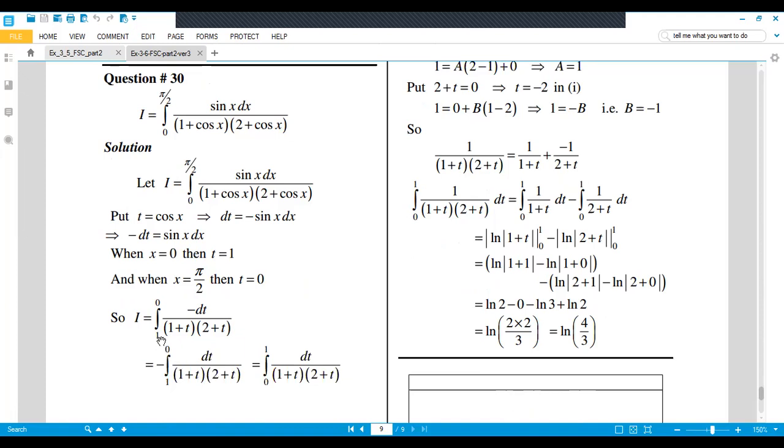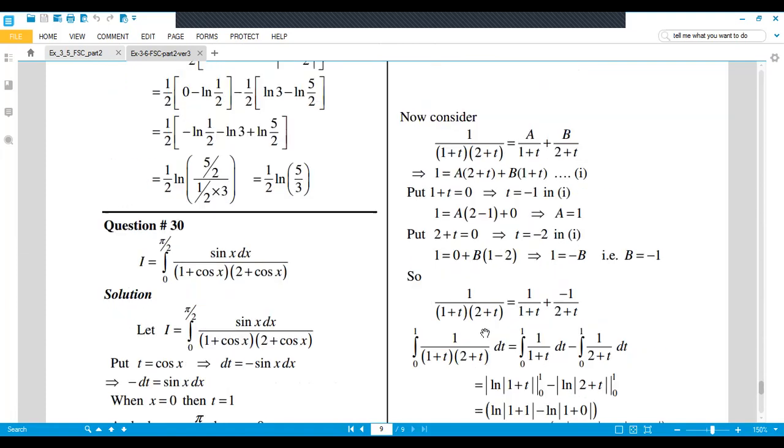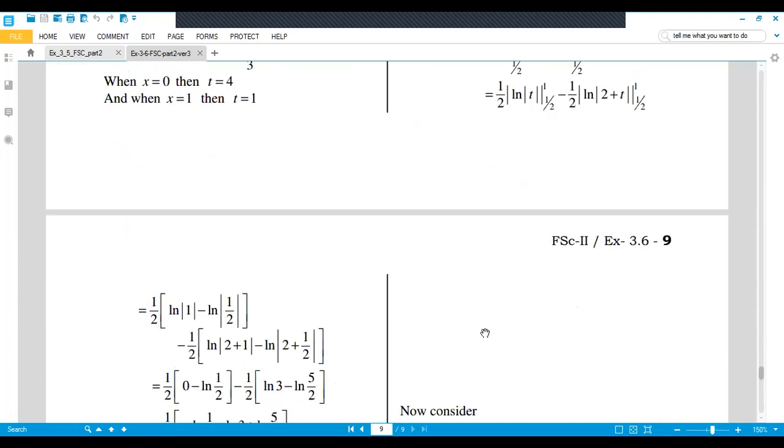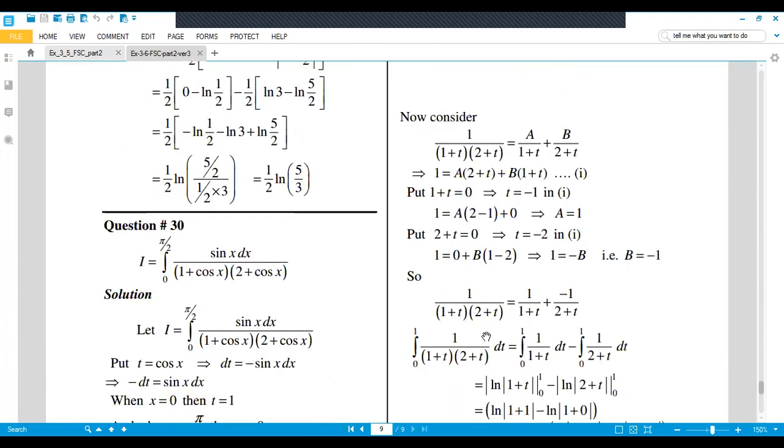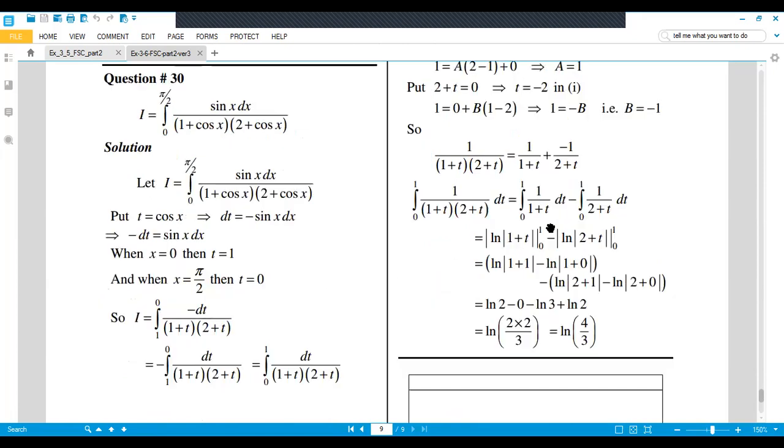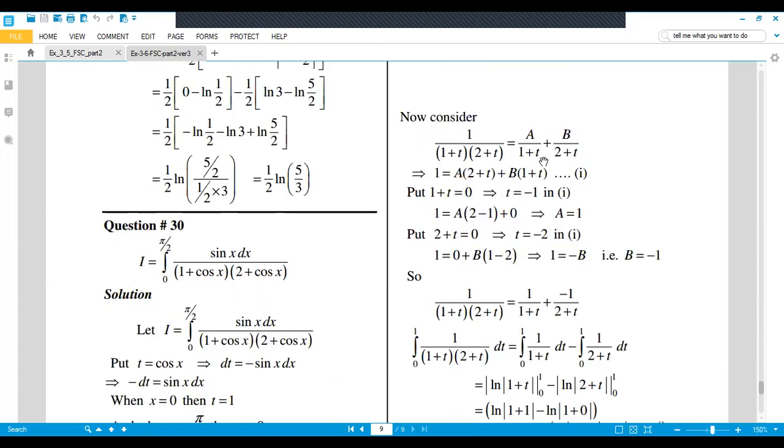But you know that the upper limit should be greater than the lower limit, so we change its value. This is minus, so it will be converted to positive. The integral from 0 to 1 of dt over (1 plus t)(2 plus t). So again, we solve it by partial fractions: A over (1 plus t) plus B over (2 plus t). Throughout, multiply both sides with the denominator, we get A into (t plus 2), because this one will cancel, and B into (1 plus t), this one cancels.